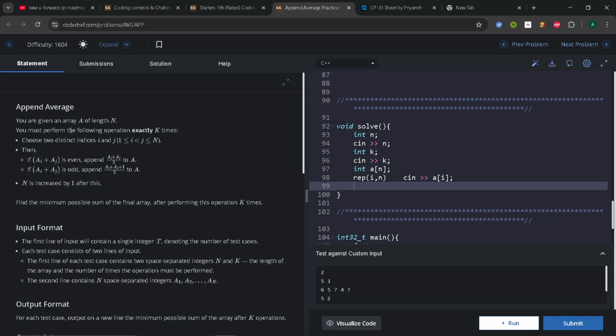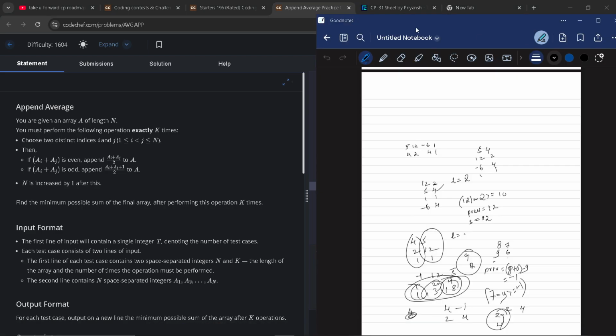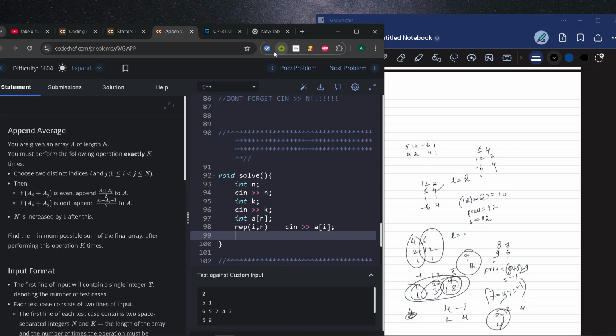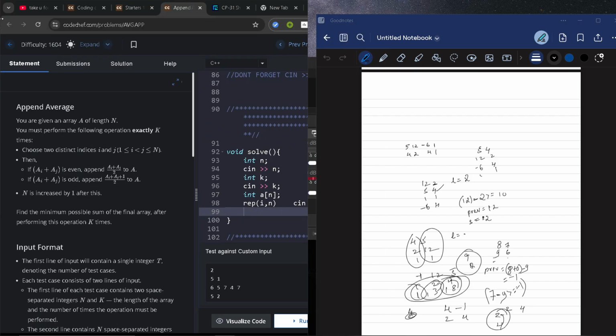Append average. Now we'll just try solving these questions, then after solving, we'll look for the Codeforces questions.